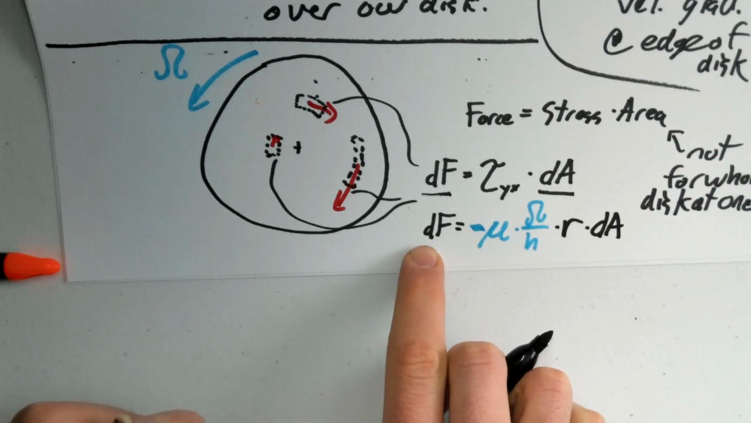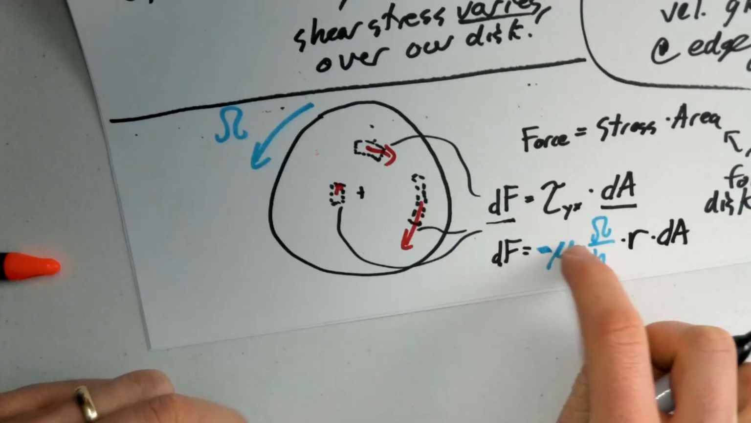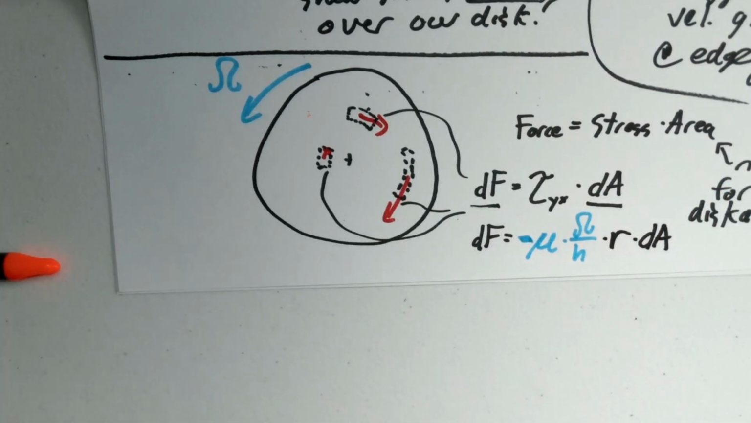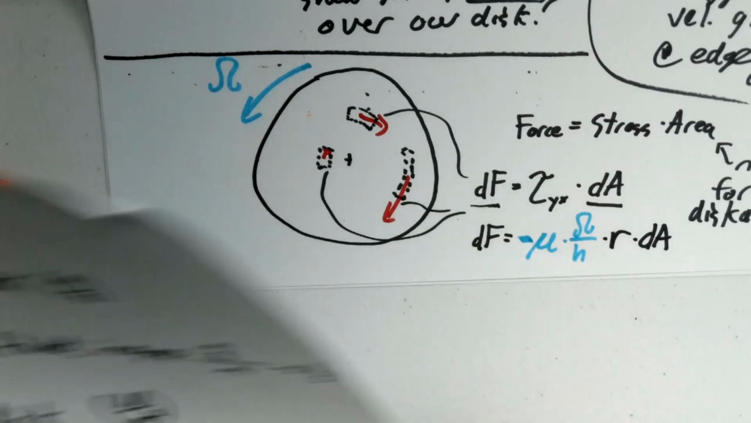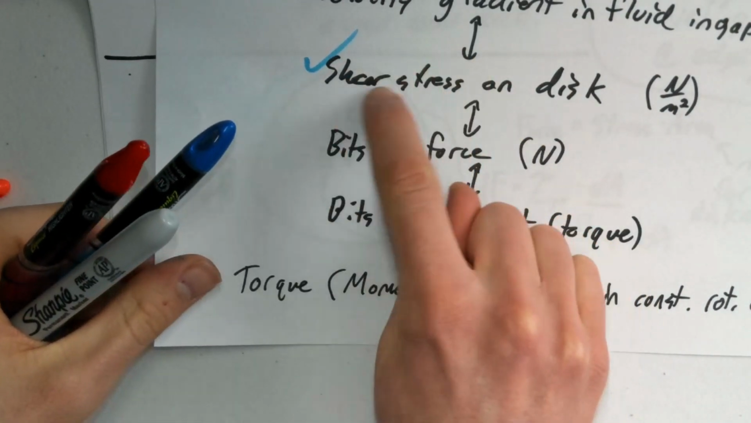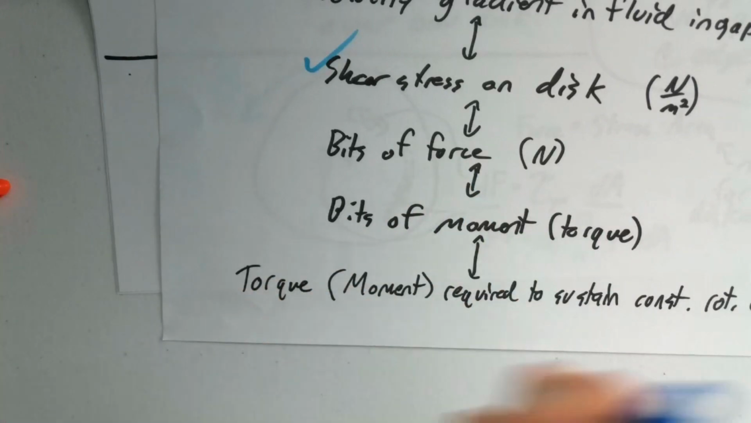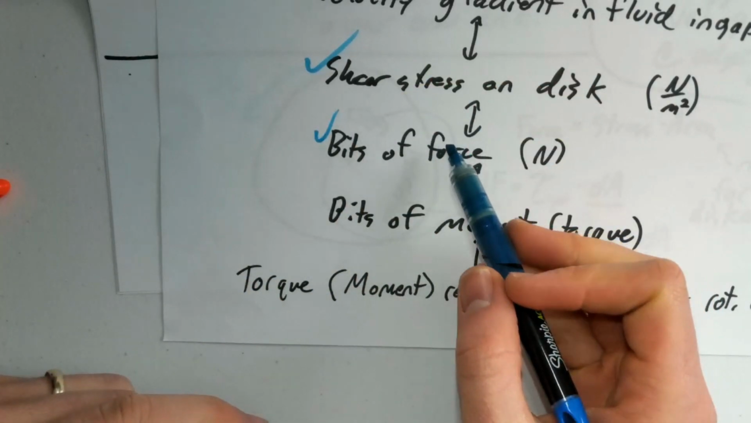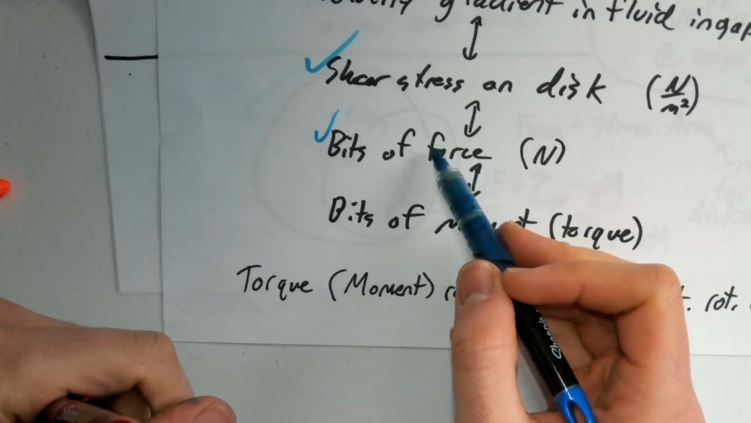So some infinitesimally small force is equal to shear stress times the area that shear stress is acting on. So what does that mean? We now have developed a relationship between shear stress and bits of force that arise from that shear stress on the disk. But we don't care that much about force, right?